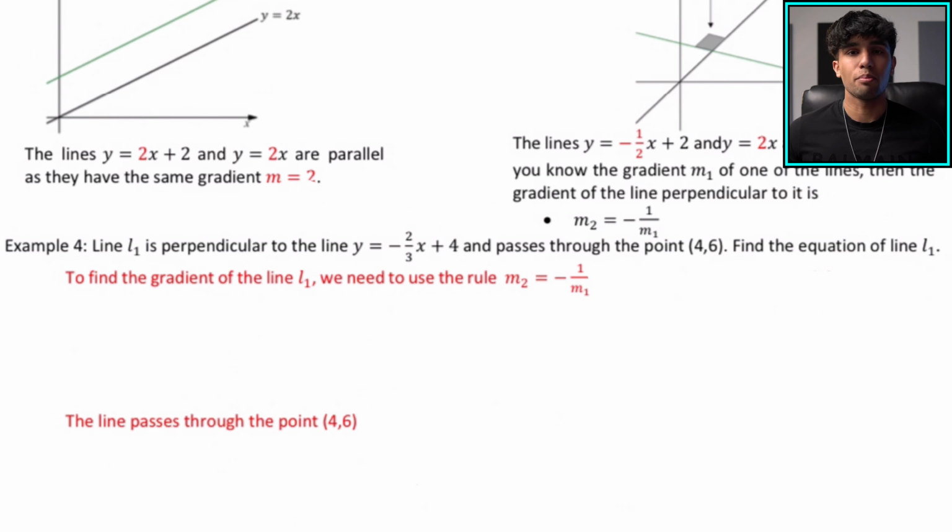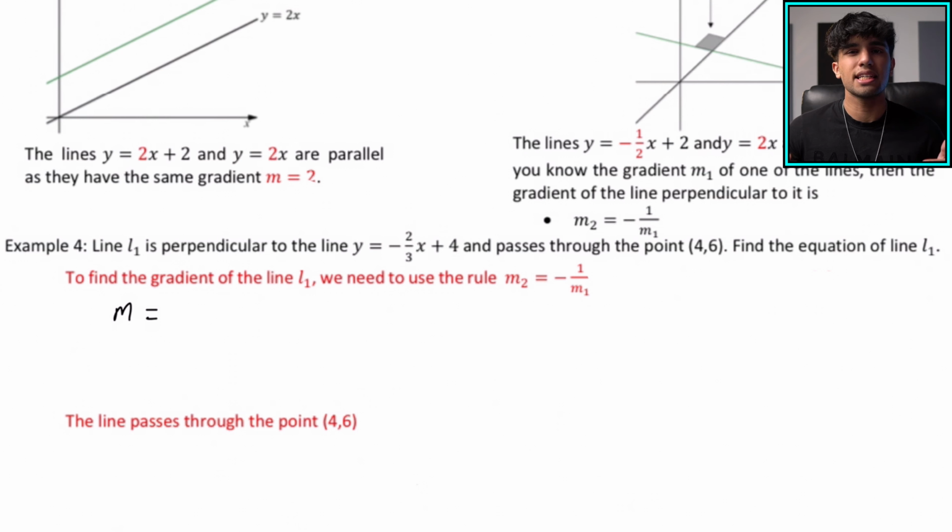Moving on to example 4, where we have to find the equation of line L1. Now they tell us that L1 is perpendicular to another line, and that line has the equation y equals minus 2/3 x plus 4. Remember guys, our first step is always to find the gradient of the line that we're looking for. In this case, the gradient of line L1 should be equal to the negative reciprocal of the line they've given us. The gradient of the line they've given us is minus 2/3.